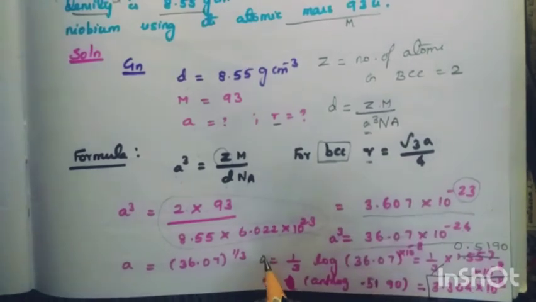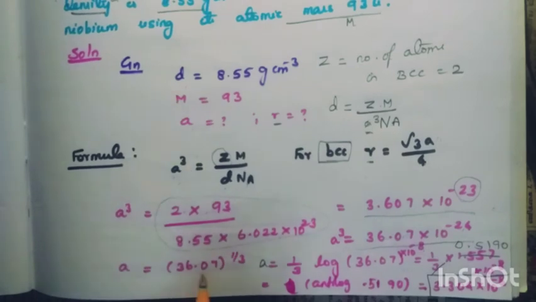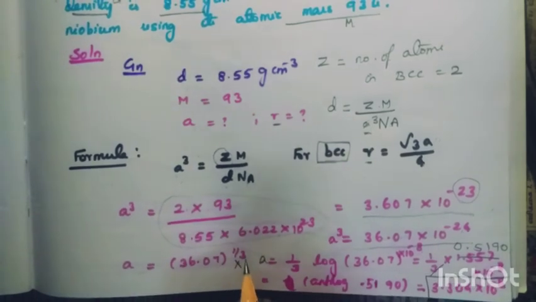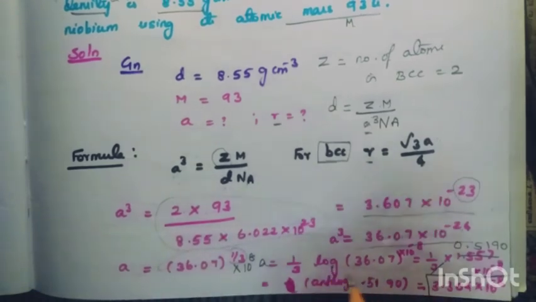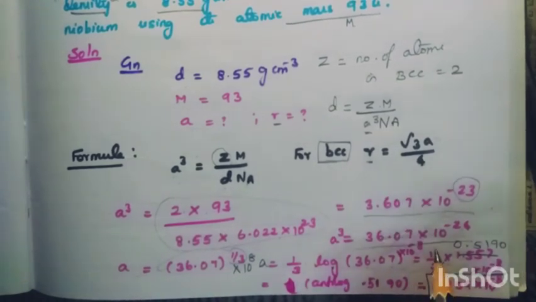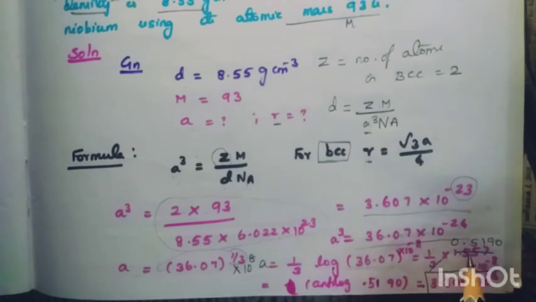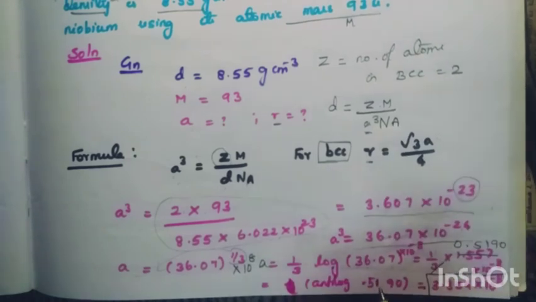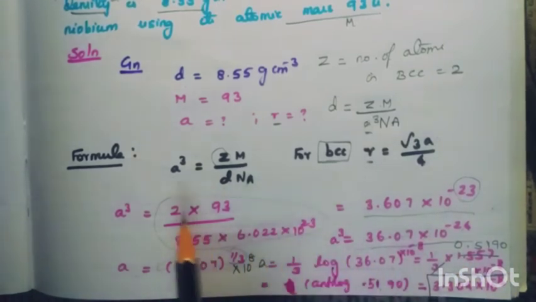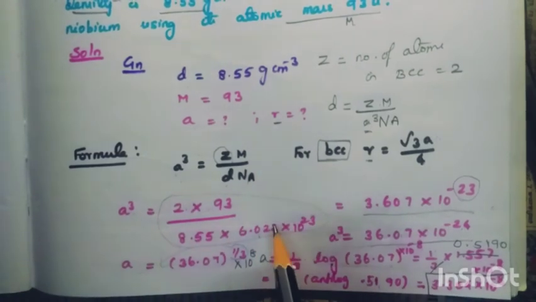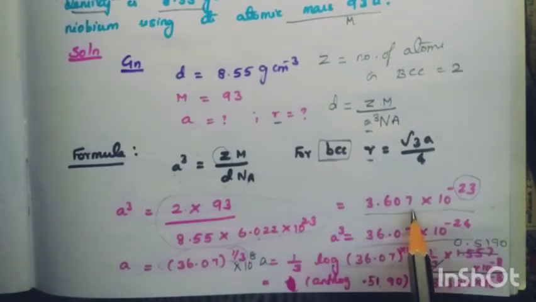A cube, convert to A. A is equal to 36.07 whole power 1 by 3 into 10 power 8. So, 1 by 3 log comes this side: 1 by 3 log 36.07 into 10 power minus 8. 1 by 3 into log of this value is this. Cancel this and find the antilog for this. Antilog value is 3.304 into 10 power minus 8. So, can you understand this one? What is this? A cube, we substitute all these values, find all these values, we get this one.